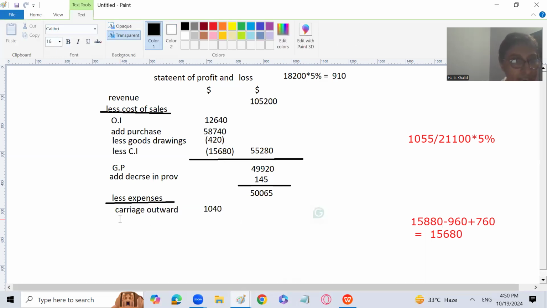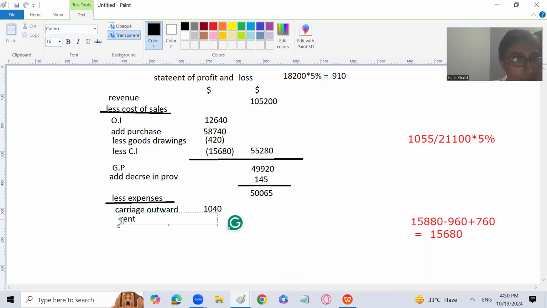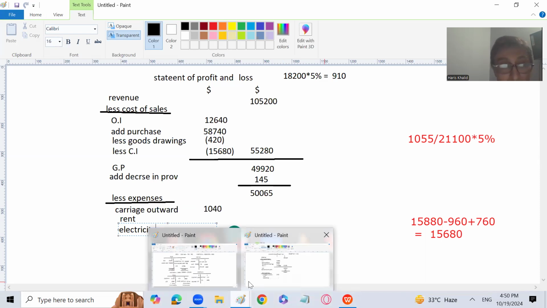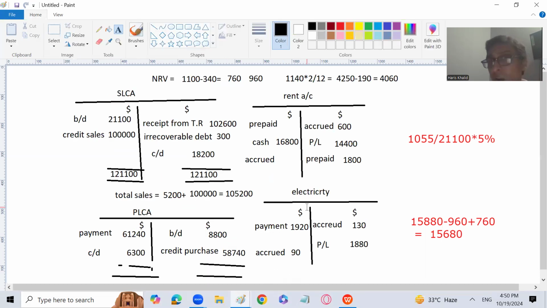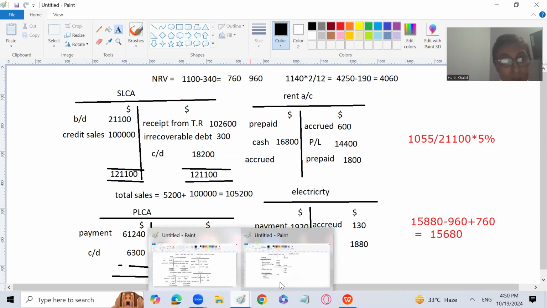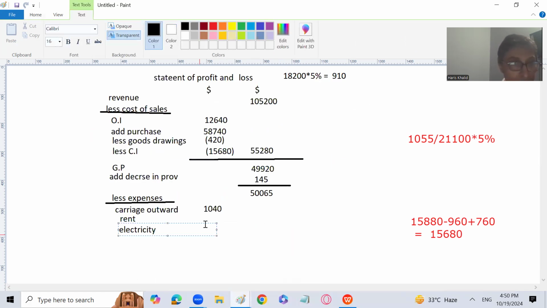Now I'm going to write the rent. Then I'm going to write the electricity because we prepared for these 2 accounts. So it is easy to write them first, because we have prepared the accounts to find the profit and loss account figure, or income statement figure. So the income statement figure is going to be 14,400 for rent and 1880 for electricity, already calculated.